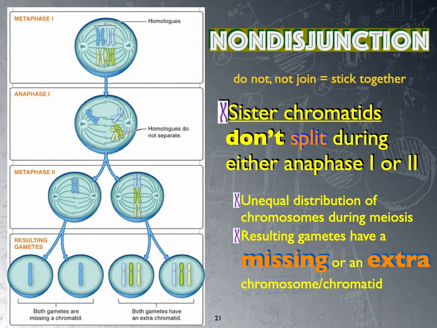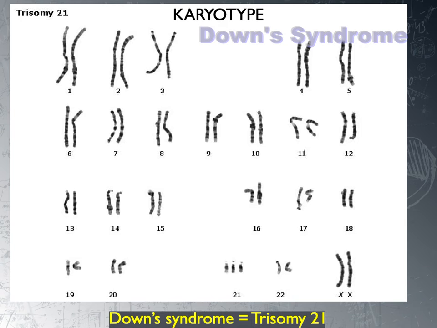Everybody doesn't get a fair shake. Somebody is going to get an extra chromosome. Somebody's not going to get one. They're going to be missing a chromosome. What does that look like?